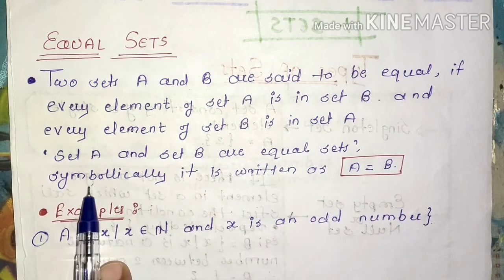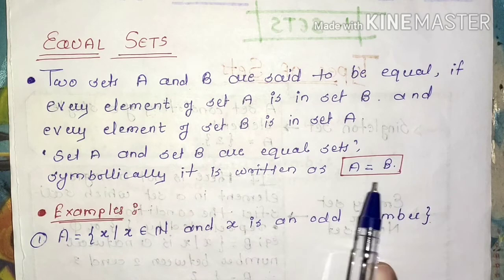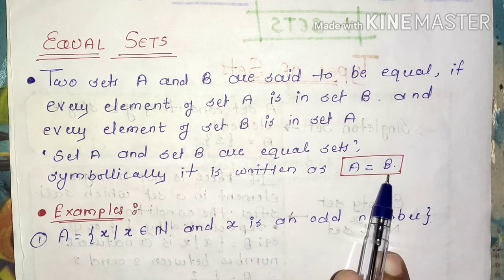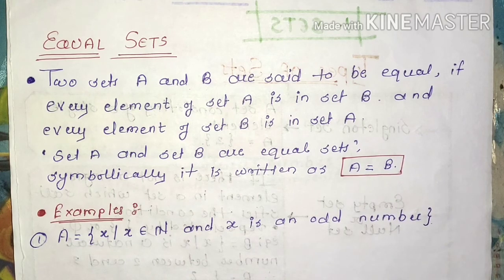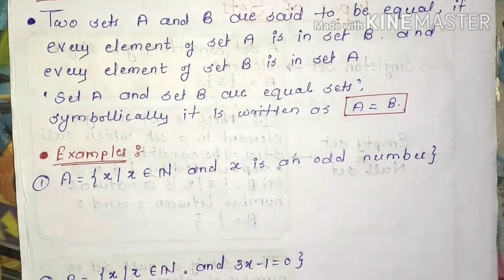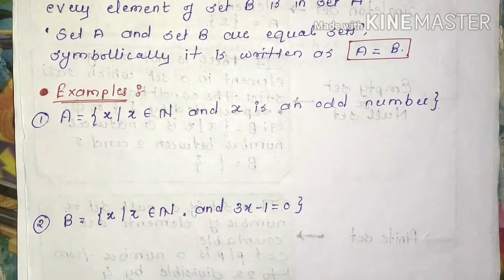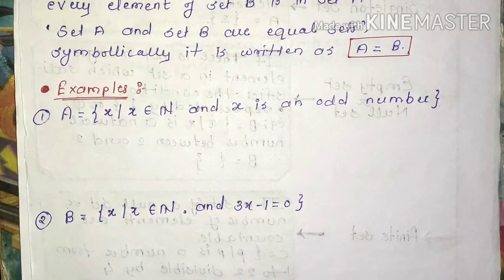Symbolically, it is written as A is equal to B. A is equal to B means what? A and B are equal sets. For example, we have A is equal to the set of x such that x belongs to natural numbers and x is an odd number. So in that example, we have to verify which type of set this is. So first is the set A we have.